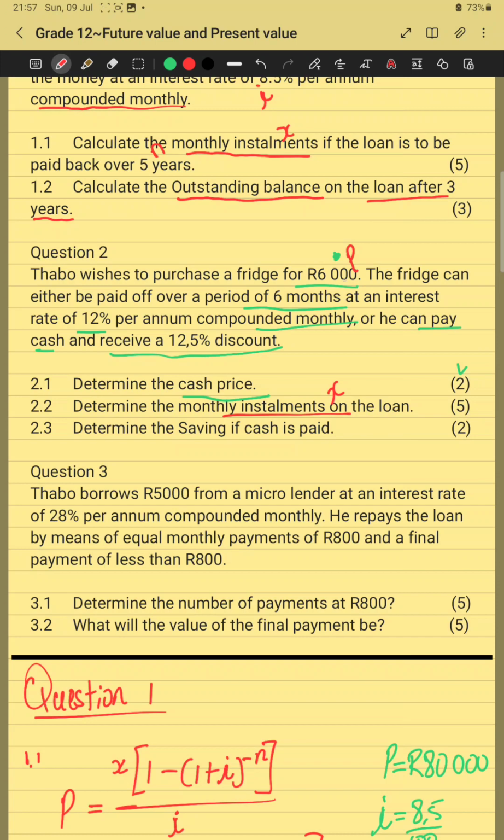Then we're going to take this one because they say you can pay it off over the period of 6 months at the interest rate of 12. So we're going to take this one. That 12.5 was only for a discount. But now if you want to check the outstanding balance or the loan, we have to use this one. And then they say 6 months, so that means we're going to just use 6 in the place of n.